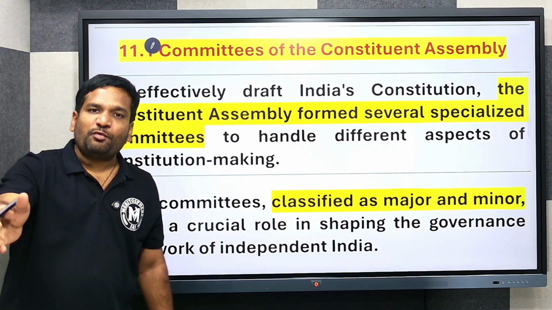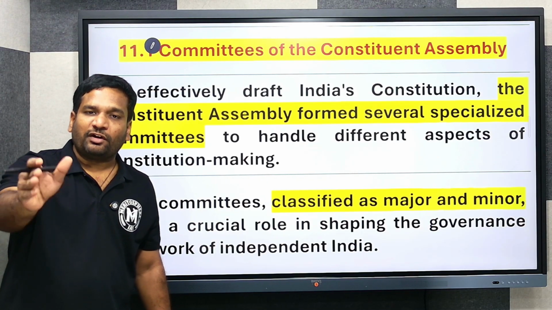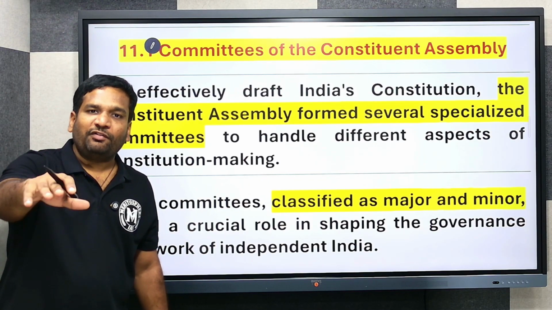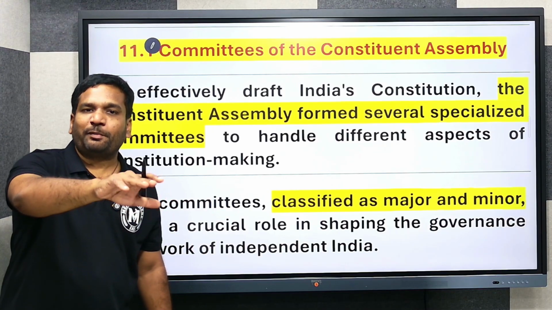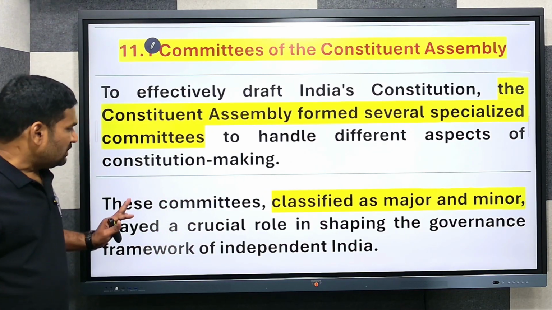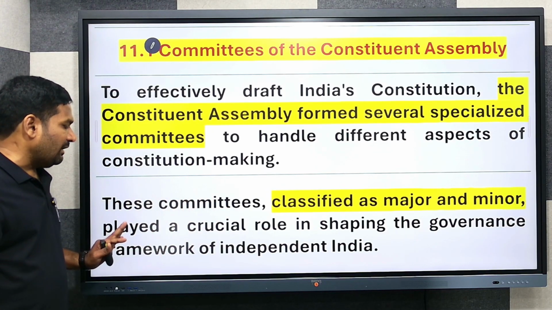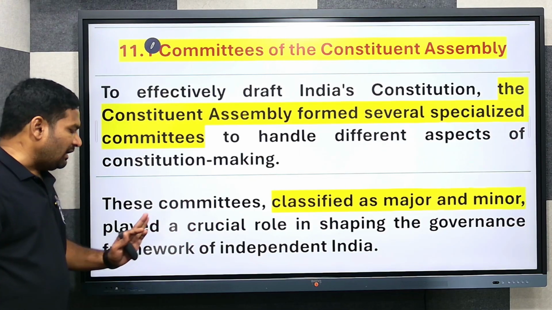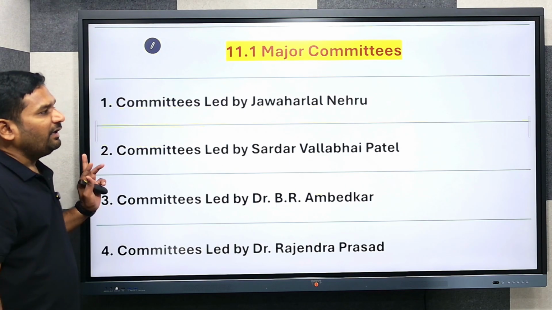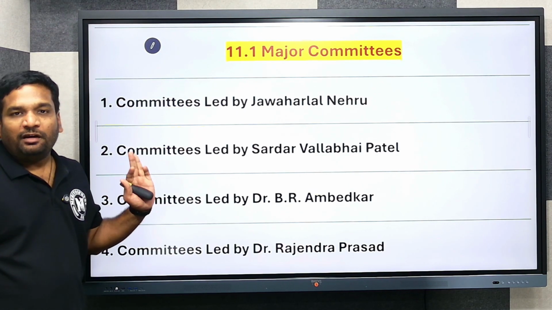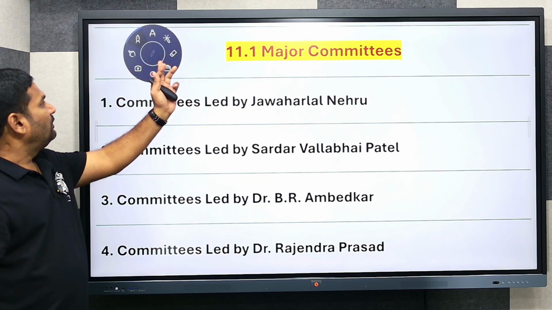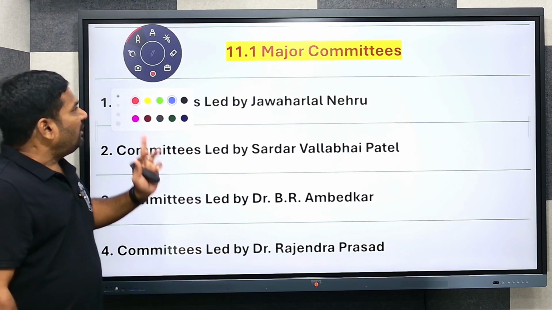Later, after the formation of the drafting committee of the Constituent Assembly, that drafting committee worked on the draft text prepared by Sir B.N. Rao. These committees, classified as major and minor committees, played a crucial role in shaping the governance framework of independent India. The major committees are 8 in number.